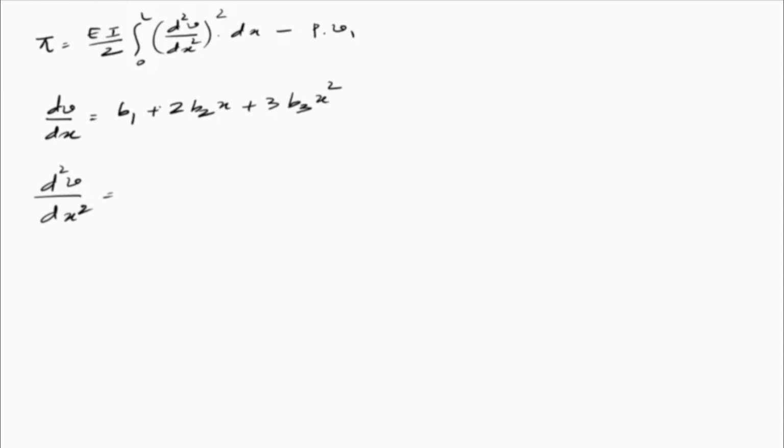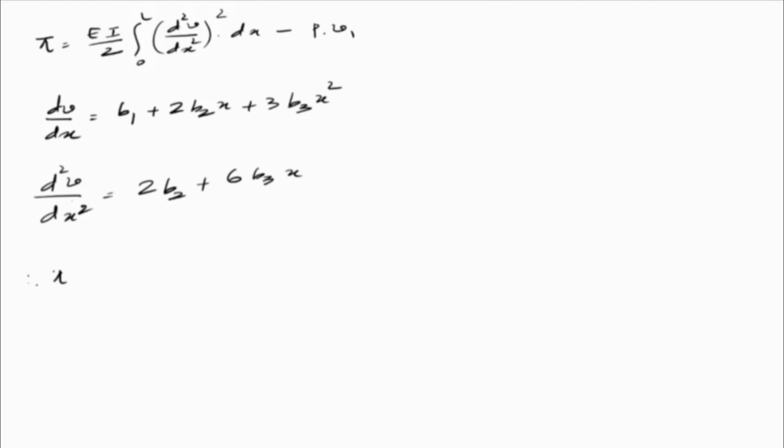So B1 is constant, so it is 0. It is 2B2 plus 6B3x. X square gives 2x, and 2 into 3 is 6, so B3 as it is. So this is the two times differentiation of V. Now this value I have to substitute here and square it. And you know the value of V1, so I'll substitute that.